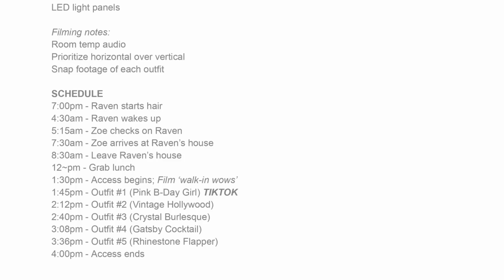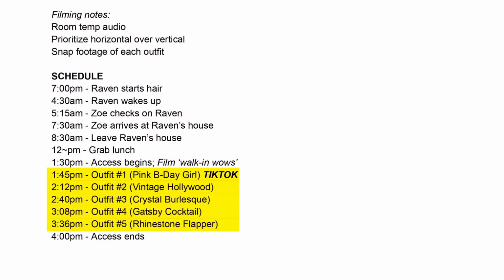Since I have 5 different looks that I'm trying to shoot in a short amount of time, Zoe basically calculated that I have approximately 20 minutes per look and then a couple of minutes in between, literally a couple of minutes to change my whole outfit, including jewelry, headband, shoes, tights, gloves, everything.